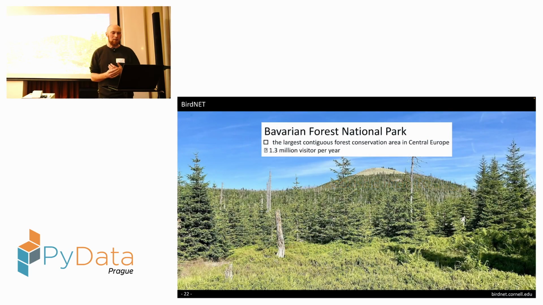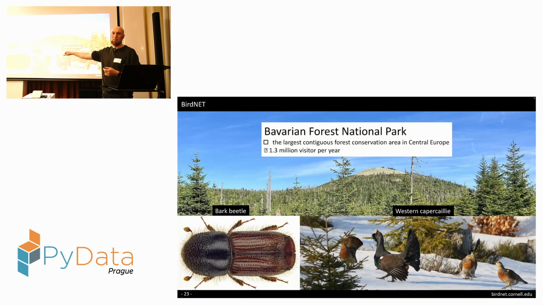We have a small project with the Bavarian Forest National Park, which is, as you might know, one of the largest contiguous forest conservation areas in Central Europe, with roughly 1.3 million visitors per year. And if you look at this landscape, this is not necessarily a healthy forest. There's some degradation in there, which is mostly through wind and climate change, but also because of these guys down there, the bark beetle. And so this landscape is changing. And one species that is benefiting from this change is the Western capercaillie, which is a cryptic and easily disturbed species, and they need open habitats to breed.